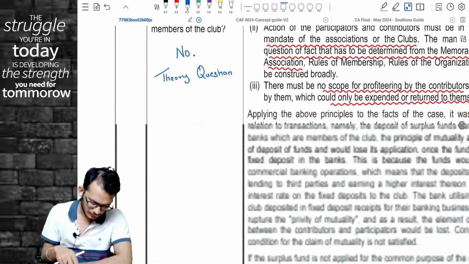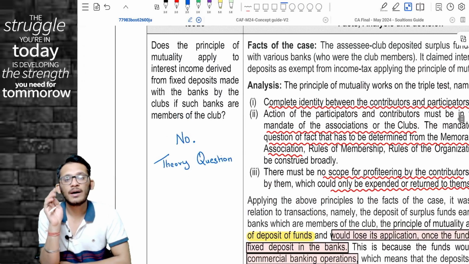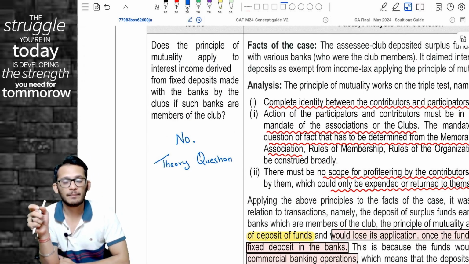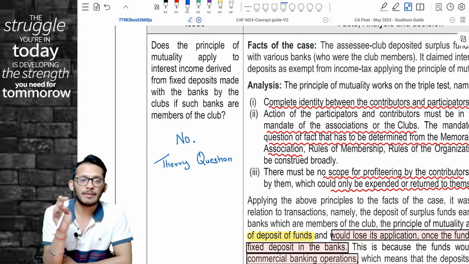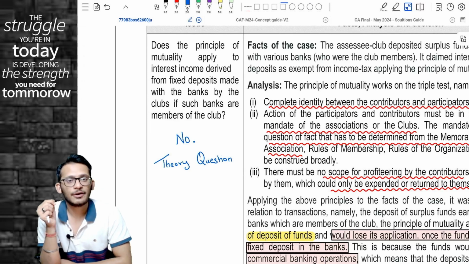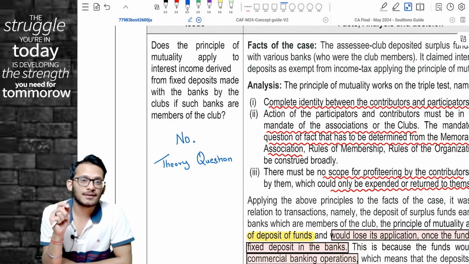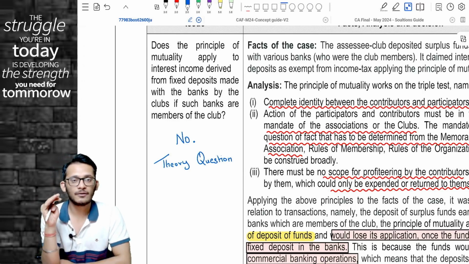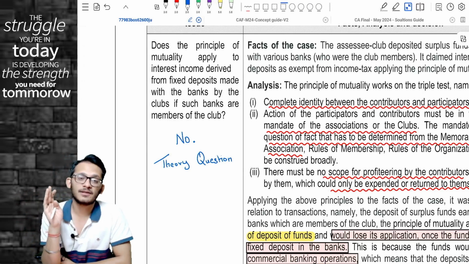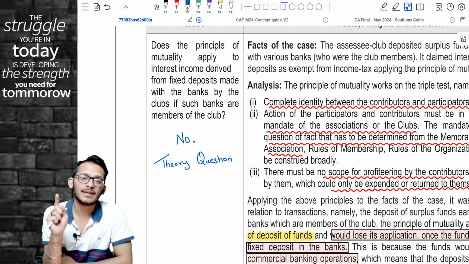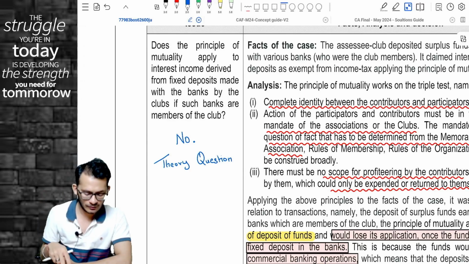Third, when you are going to keep your surplus money in a fixed deposit maintained with a bank in which the society itself is a member, it does not change the fact that the interest which you are going to get on the FD is still an external interest, because the FD which you have created with the bank will be used by the bank for external commercial loans, and therefore there will be no concept of principle of mutuality here. The income which is coming from the FD will be taxable in the hands of the cooperative society.